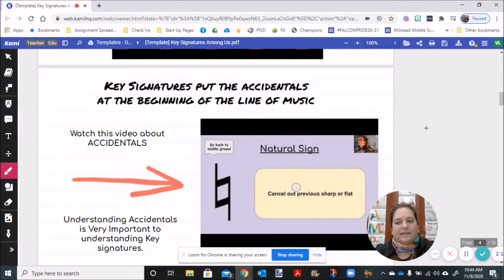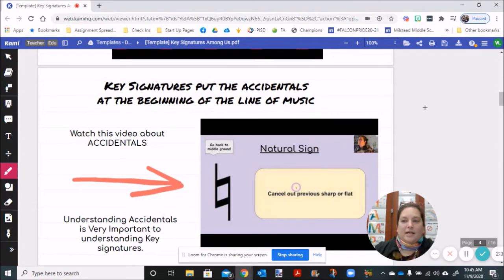Well, now what a key signature does is it takes those accidentals, and instead of putting it in front of each note, they put it at the beginning of the line of music or at the beginning of the song, and it basically sets up rules for what the rest of the song is going to be.